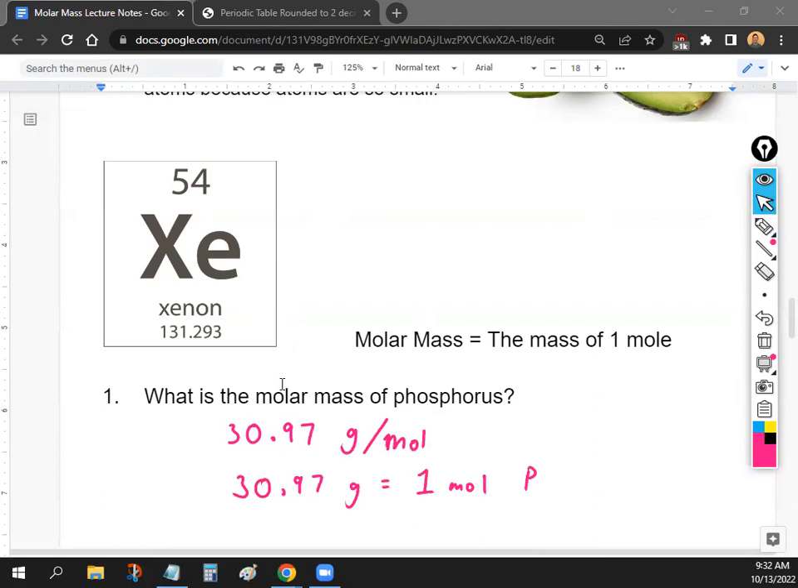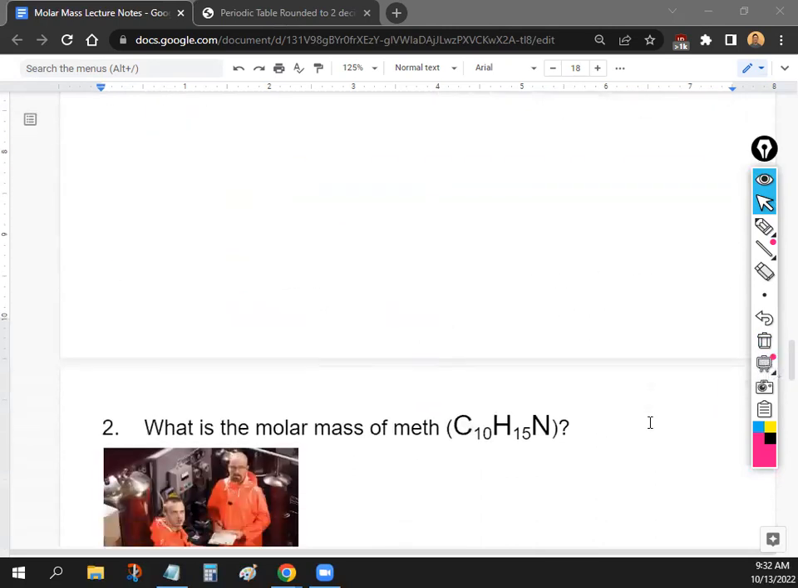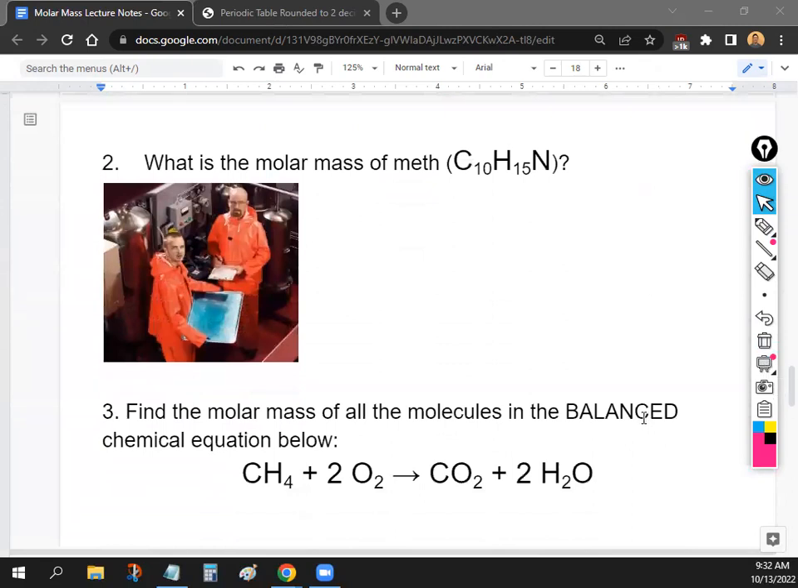Any questions about that? Easy peasy? Okay. It's going to get a little bit trickier, though. I respect you guys too much to make it this easy. All right, so we're going to move on to more complicated compounds now. So we're going to find the molar mass of meth.